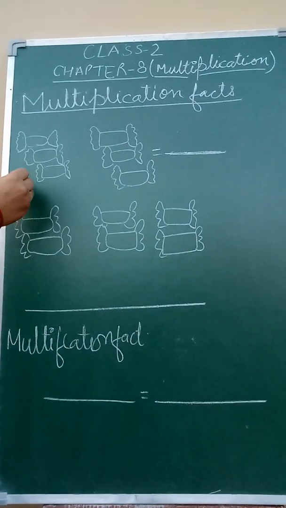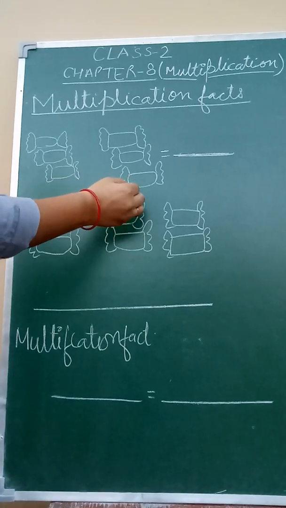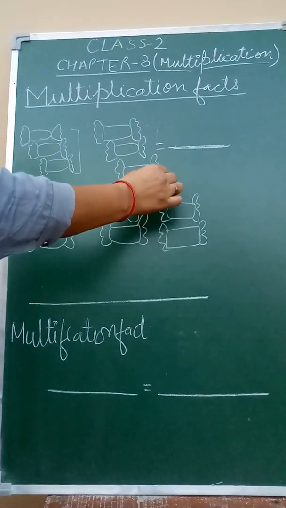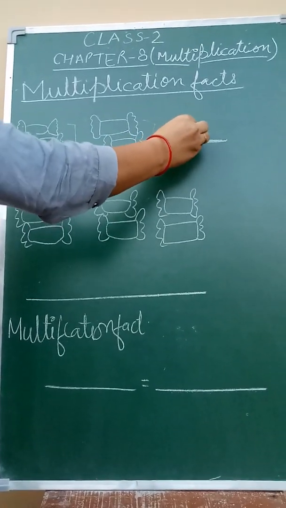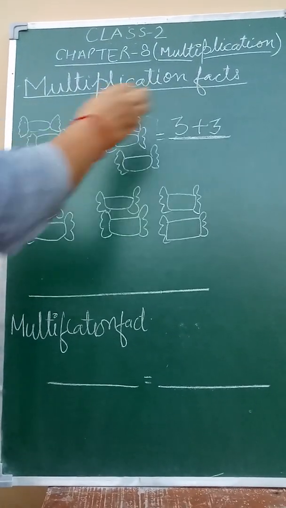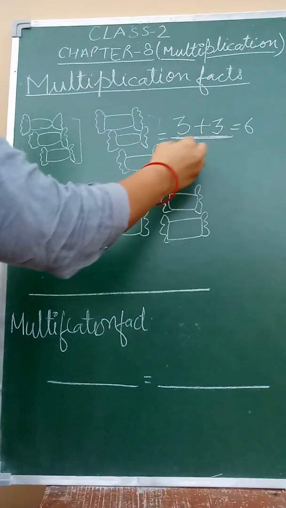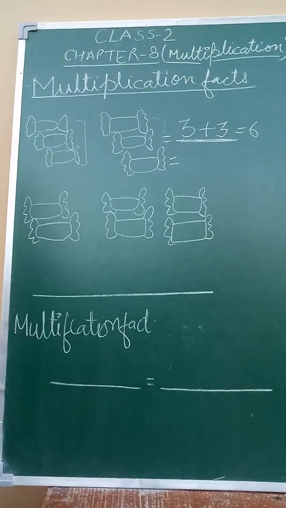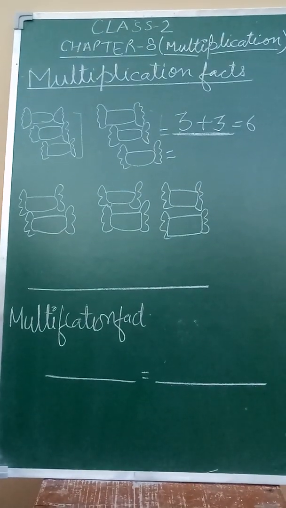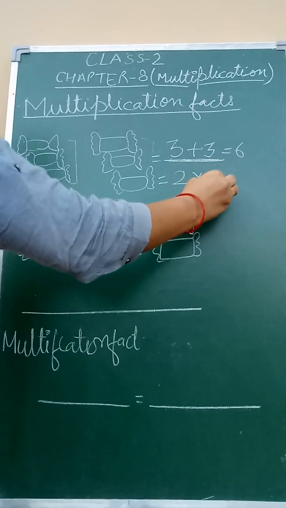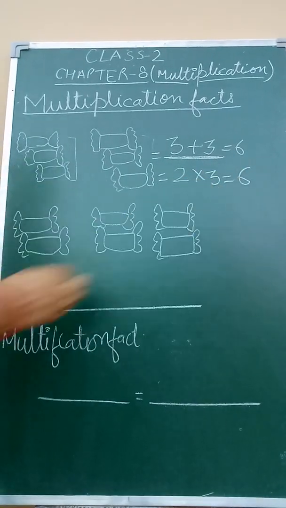Students, you can see I have drawn the candies like this. So this is a group of 3, another group of 3. So you can write 3 plus 3, right? This 3 plus 3 is 6. But can you also write this in the multiplication form? Yes, we can. How? 2 multiplied by 3 equals 6.